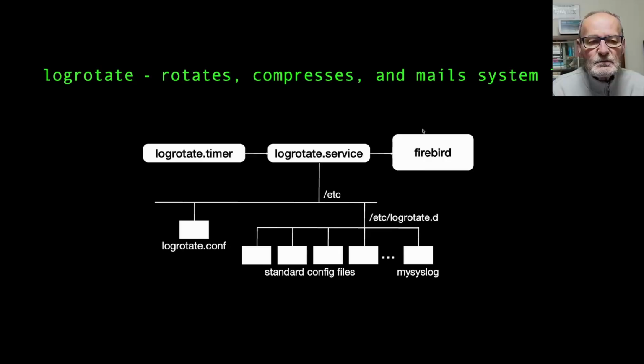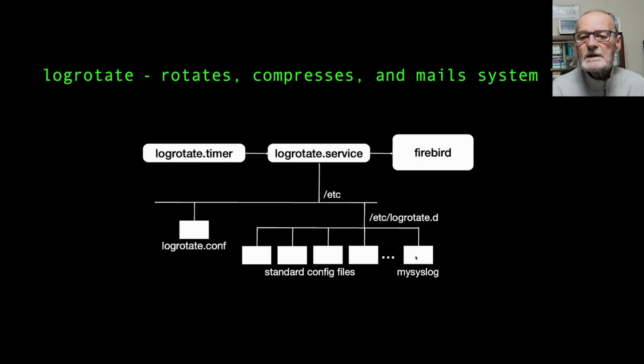So basically, this is what logrotate looks like. It's a service, so there is a logrotate service, but the service doesn't run as a daemon, so it's not continuously running. It is triggered by logrotate.timer. So logrotate.timer triggers logrotate.service, which reads instructions from /etc/logrotate.conf, which is the master configuration file, and from /etc/logrotate.d. And logrotate.d has some standard configuration files that come out of the box. And then we also have our local ones.